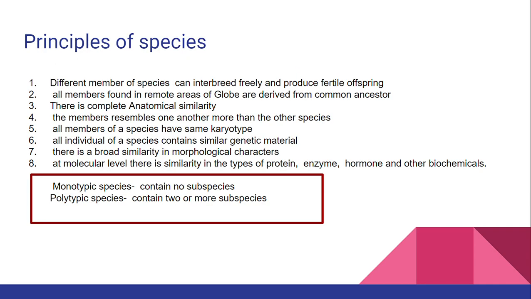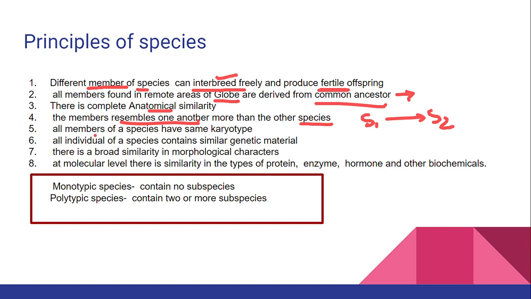Now, here I have just written in a flowchart manner. We have already discussed this. What are the principles of species? Different members of a species can interbreed freely and produce fertile offspring. When I say different members, mind it, I have not written different species. Members of a particular species will be able to interbreed with each other. All members found in remote areas of the globe have a common ancestor. If the species are the same, obviously they will have a common ancestor. Anatomically and morphologically similar, the members resemble one another more than other species. Obviously species 1 is different from species 2, right?